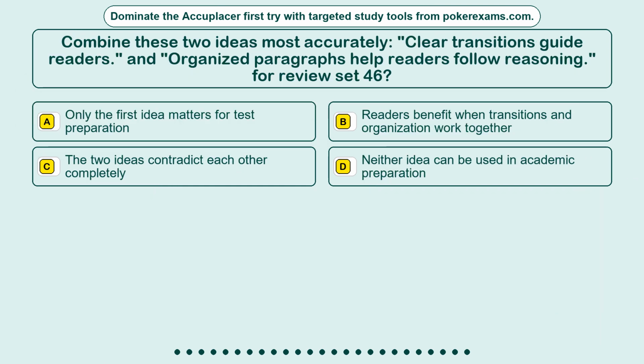Question 17. Combine these two ideas most accurately. Clear transitions guide readers, and organized paragraphs help readers follow reasoning. For review set 46. Option A. Only the first idea matters for test preparation. Option B. Readers benefit when transitions and organization work together. Option C. The two ideas contradict each other completely. Option D. Neither idea can be used in academic preparation.